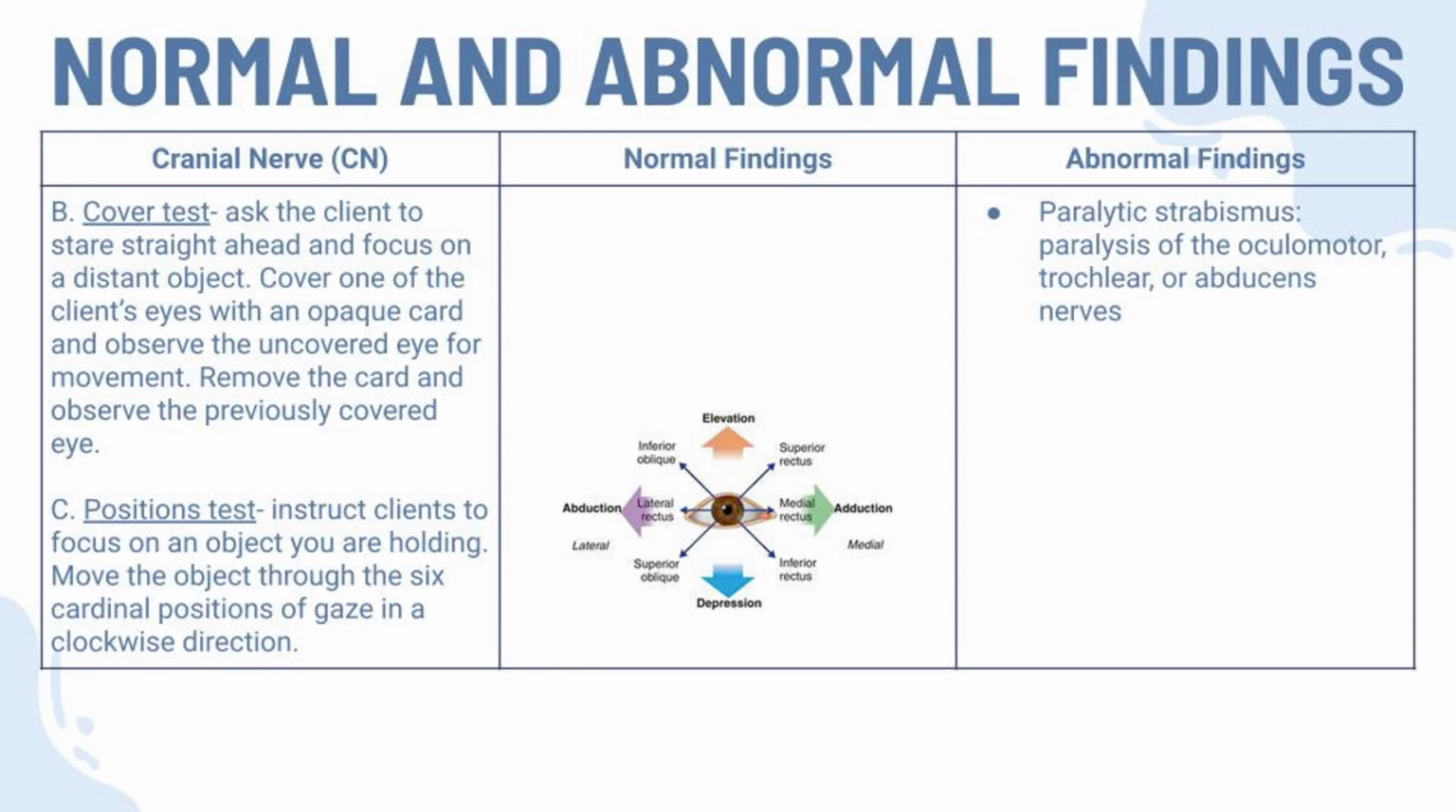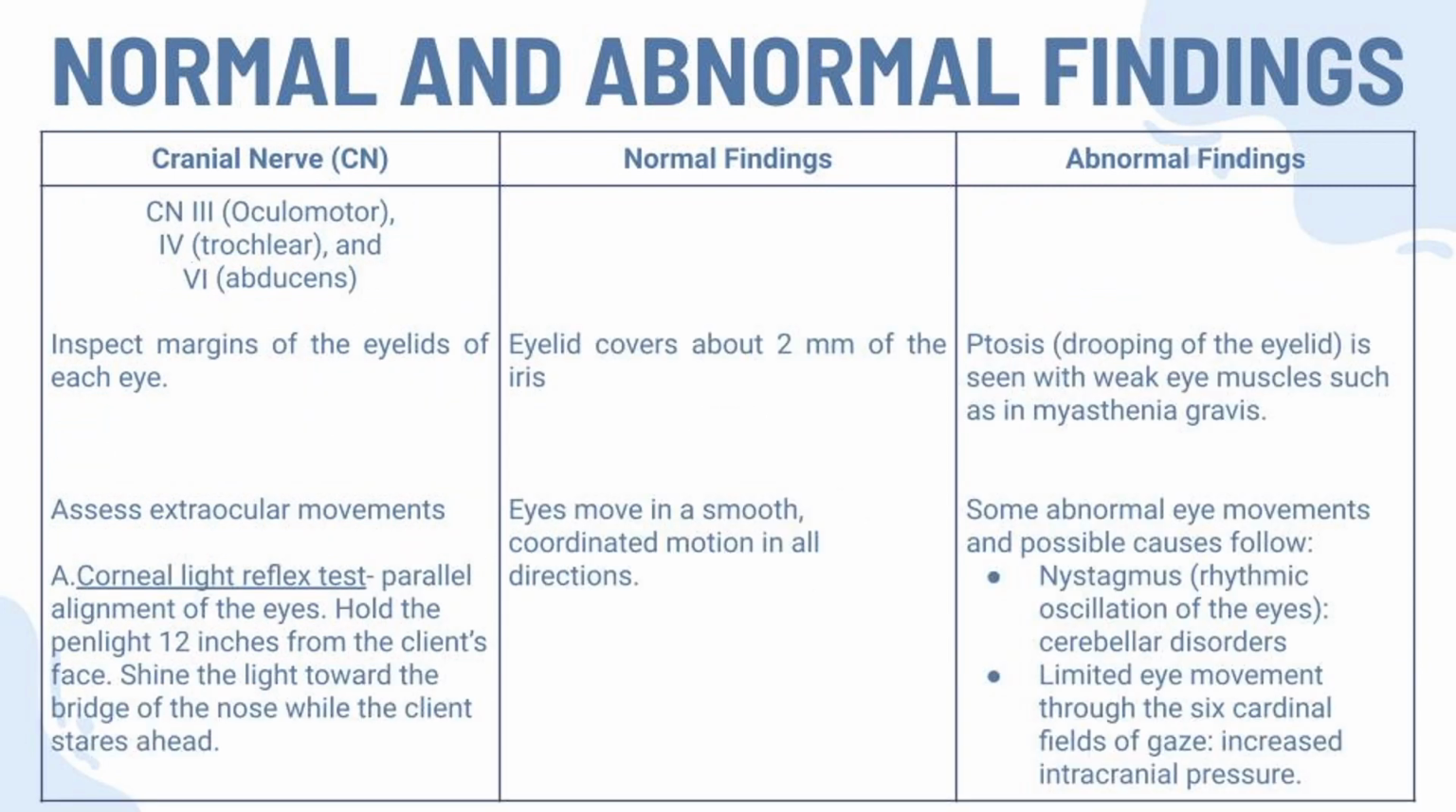C. Positions test. Instruct the client to focus on an object you are holding. Move the object through 6 cardinal positions of gaze in a clockwise direction. For the normal findings, eyes move in a smooth, coordinated motion in all directions.